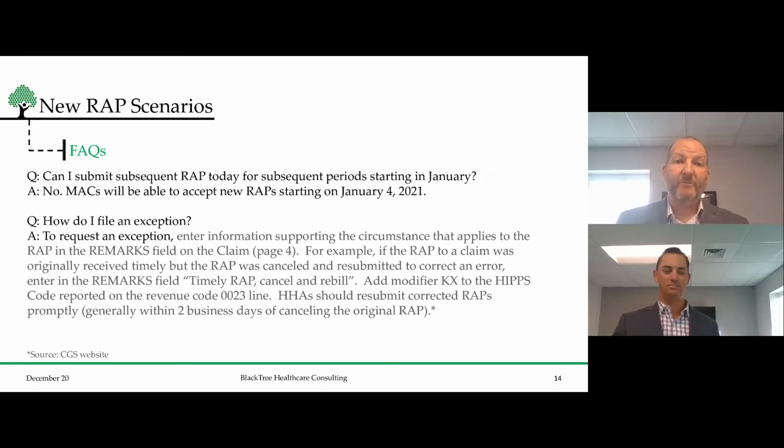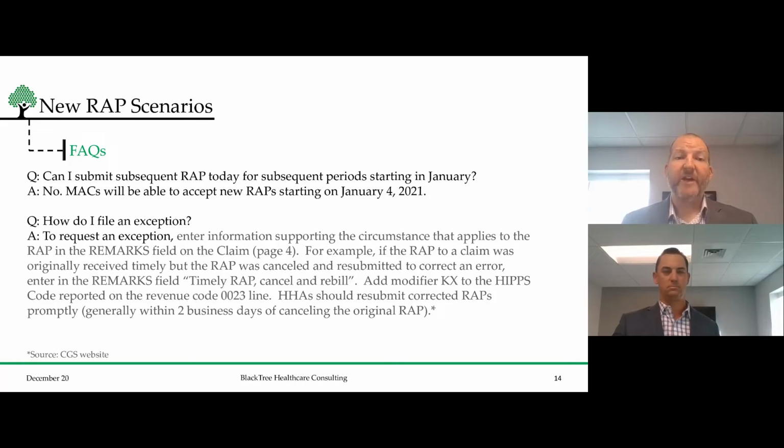In fact, MACs will only be able to accept new RAPs starting on January 4th. So even if you have a RAP that you're ready to roll on January 1st, they're not going to be able to accept them until January 4th. We actually ran into the same situation earlier this year with PDGM starting, where the new PDGM RAPs weren't able to be accepted until January 4th as well. So same situation there.